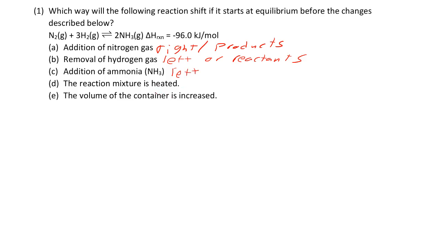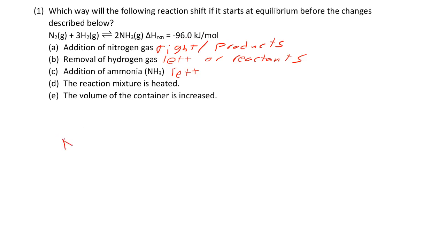Now you've got two more. We have that the reaction mixture is heated. So in this case, we want to think about how this delta H matters. One thing you can do is write out the heat portion of this as part of your equation to help you think about it. In this case, we have negative 96 kilojoules per mole. That means we have an exothermic reaction. That means that heat is going to be given off by the reaction when we do it.